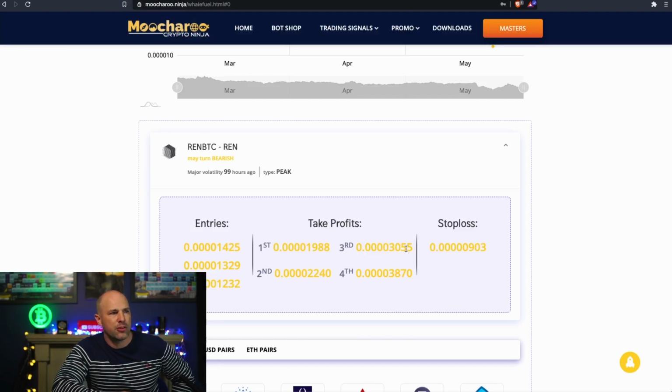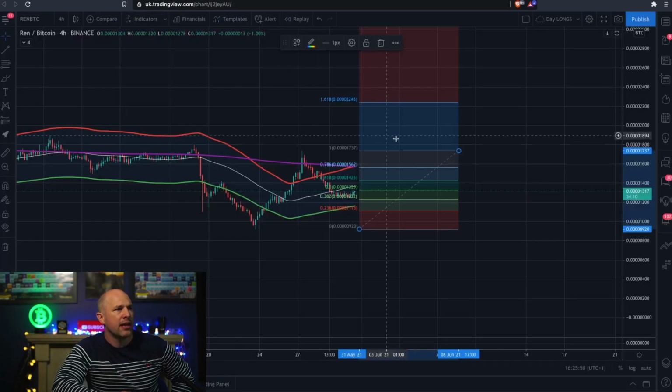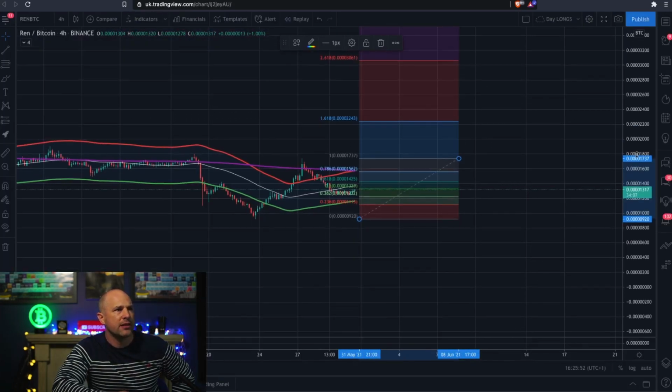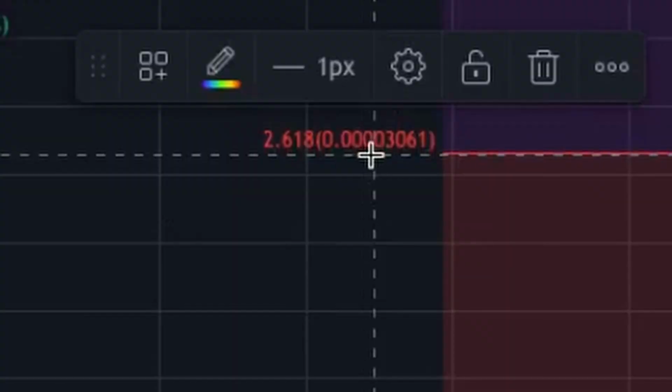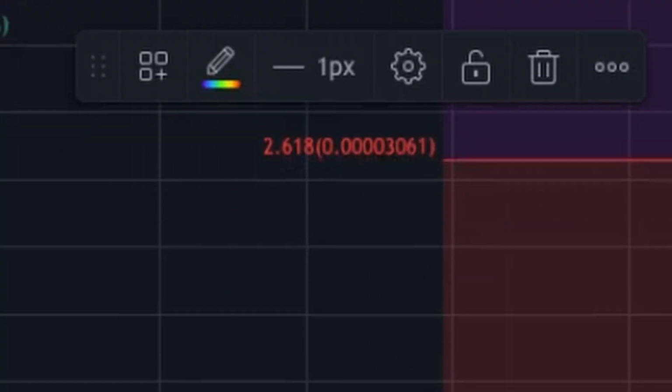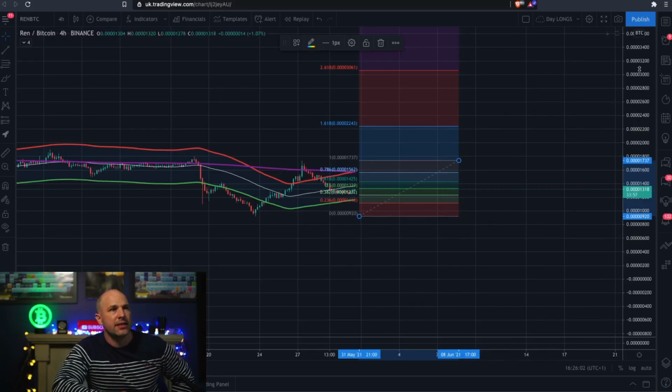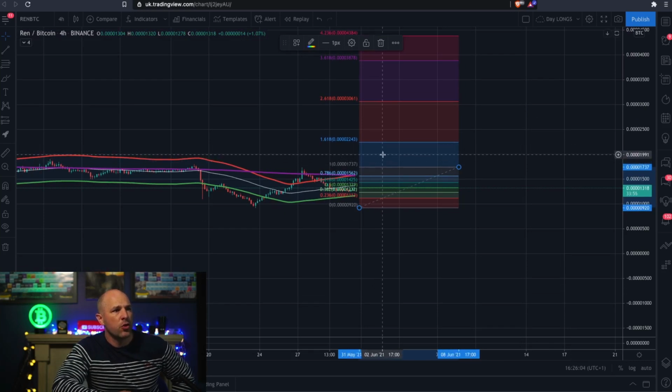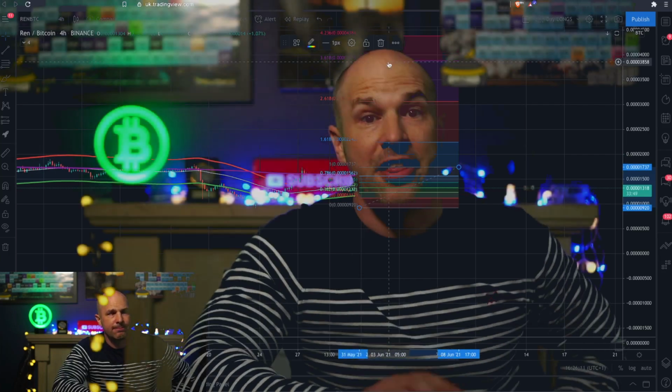The next one would be 3055. And back onto here, we can see that this one should be about 3055. You can see that's 3061. So basically you're going to have 4 take profits, one here, one here, one here, and one up here at the 3.618. And that's all good, all interesting, but does this actually really work?